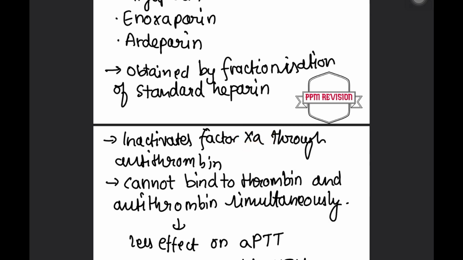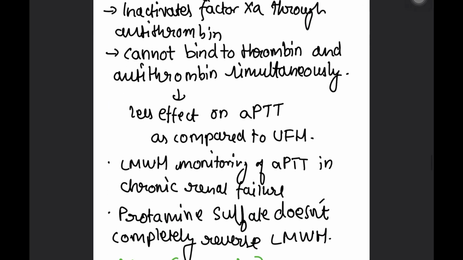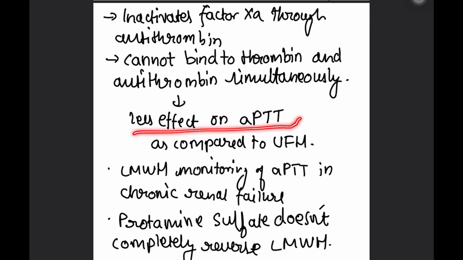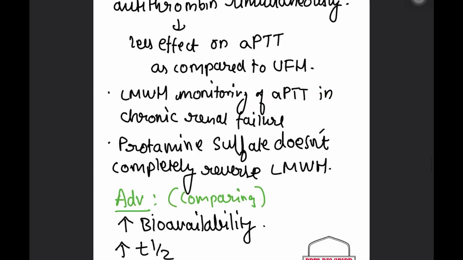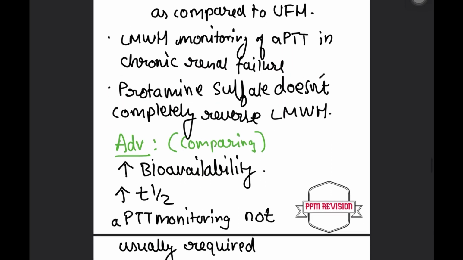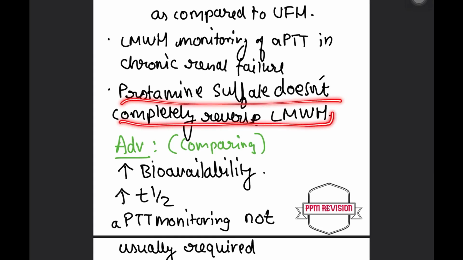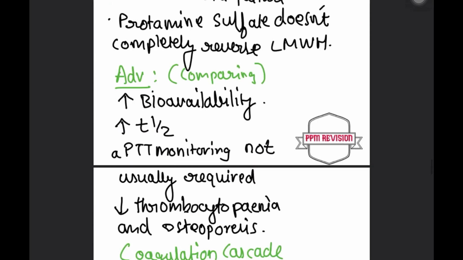Xa, that is nothing but the 10A, through antithrombin, and cannot bind to thrombin and antithrombin simultaneously. It has less effect on APTT as compared to UFH. And monitoring of APTT with LMWH is mainly done in case of chronic renal failure, and protamine sulfate does not completely reverse LMWH. These are some bullet points that you need to know related to LMWH.